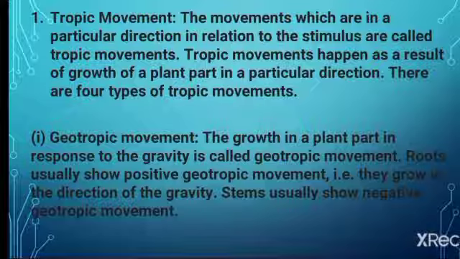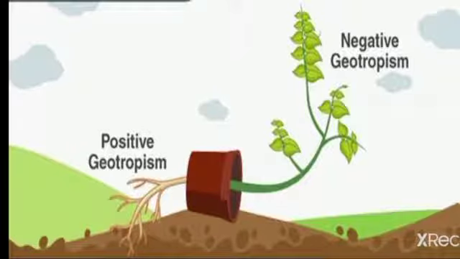Geotropic movement. The growth of a plant part in response to gravity is called geotropic movement. Roots usually show positive geotropic movement, that is, they grow in the direction of gravity. Stems usually show negative geotropic movement. As we can see in the diagram, root shows positive geotropic movement and shoot shows negative geotropic movement.